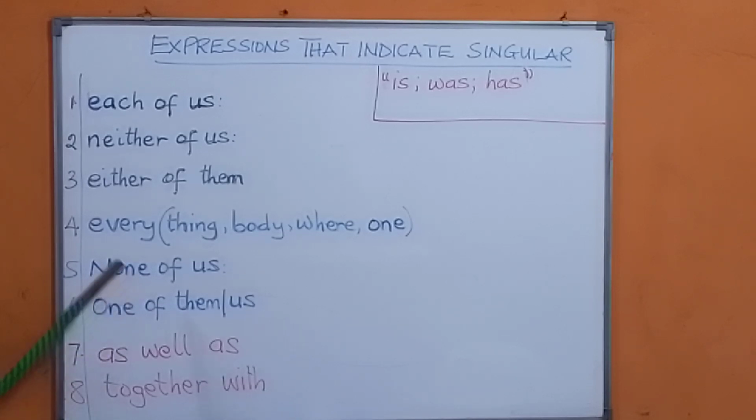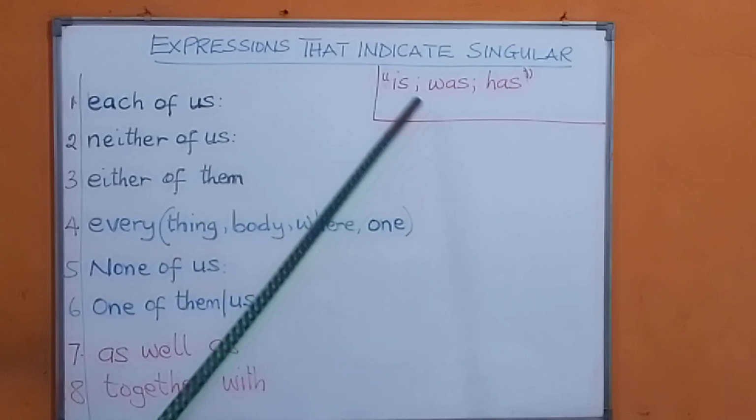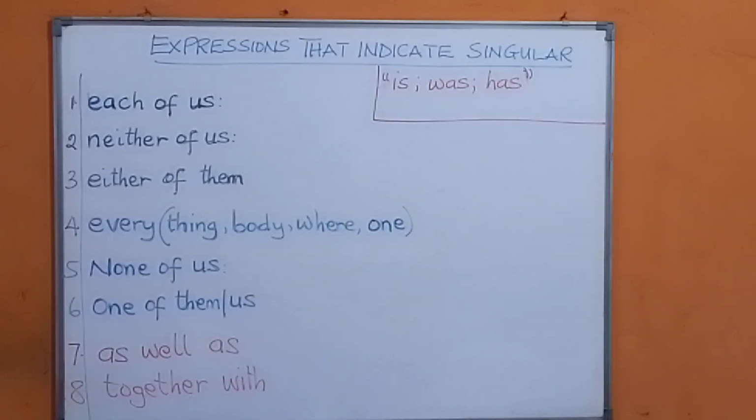So you see that whether you say everything or everybody or everywhere, you say is or was or has. Everybody has his own part to play. Everywhere needs to be clean. Everywhere is to be clean. Everything is going very well. So everything, everywhere, everyone takes is.